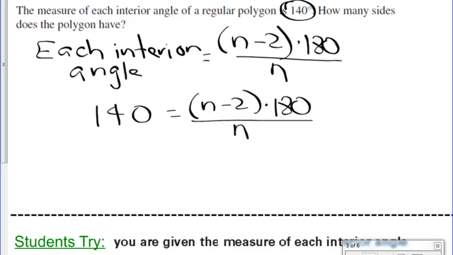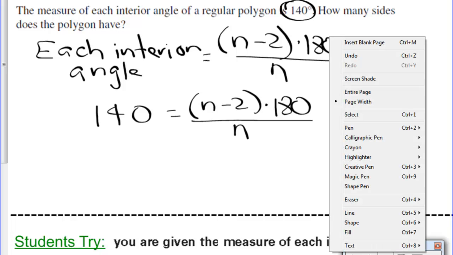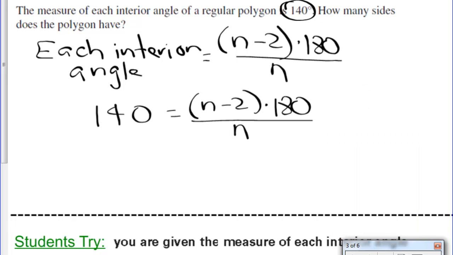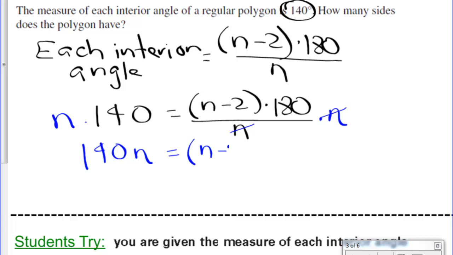So now we got to go back to our algebra skills. How do I solve this equation for n? Some of you will struggle with this, but you're going to approach it this way for each equation that you have. You're going to always multiply by the denominator, which in this case is going to be n. So on the left side, I get 140n. On the right side, a lot of teachers and students will say that the n's cancel out. You're just factoring out a 1. But what's left is n minus 2 times 180 degrees.